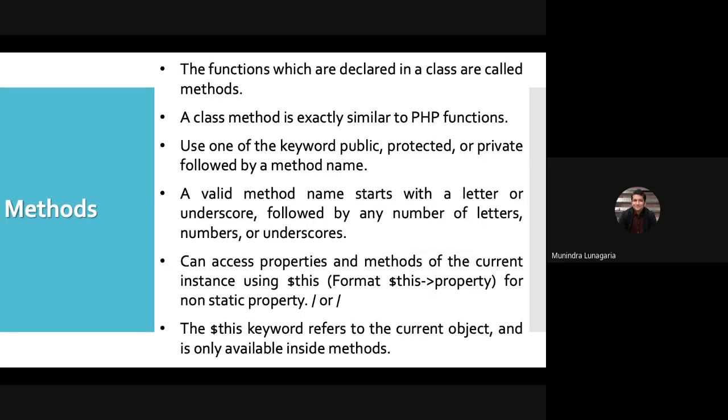Methods. Methods are usually known as functions, right? Those functions are basically statements of the class only. So the functions which are declared in the class are known as methods. Now the class methods are exactly similar to the PHP functions that we implemented in PHP. You can use one of the keywords, I mean access modifiers, public, protected, and private, followed by the method name. A valid method name starts with a letter or an underscore, followed by any number of letters, numbers, as well as underscores.